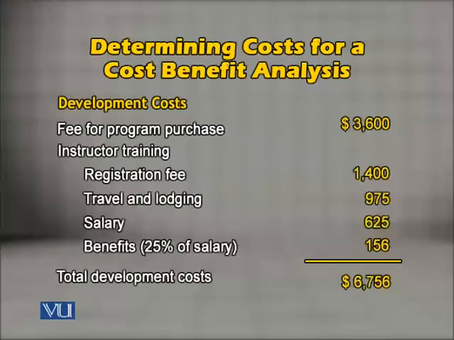Development costs are in a separate head. This is the fee for the program purchase, the fee that was paid to purchase the program, $3,600. Instructor training, the trainer who was used as an instructor was given another training, and the registration fee, the travel and lodging, the salary and benefits of this expense, they are allocated to the development costs. So the total development costs are $6,756.